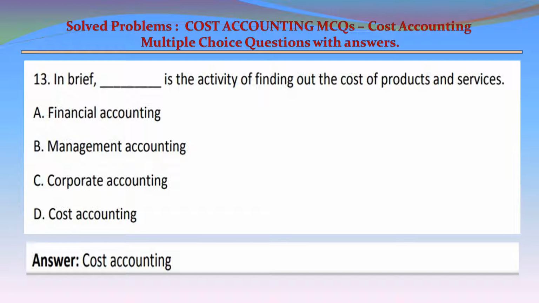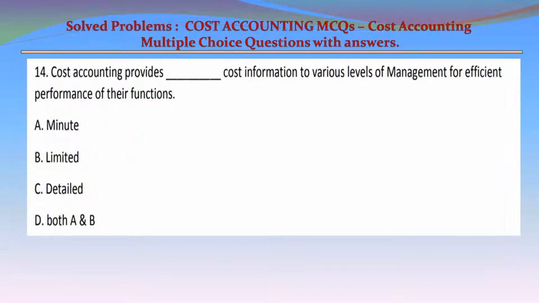Answer D, cost accounting. 14. Cost accounting provides dash cost information to various levels of management for efficient performance of their functions. Option A, minute. Option B, limited. Option C, detailed. Option D, both A and B.